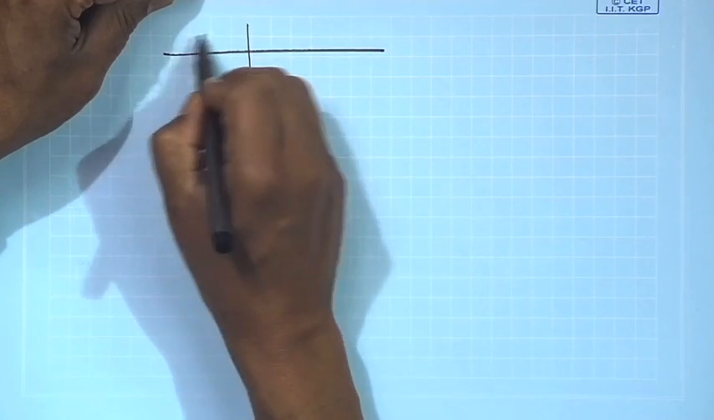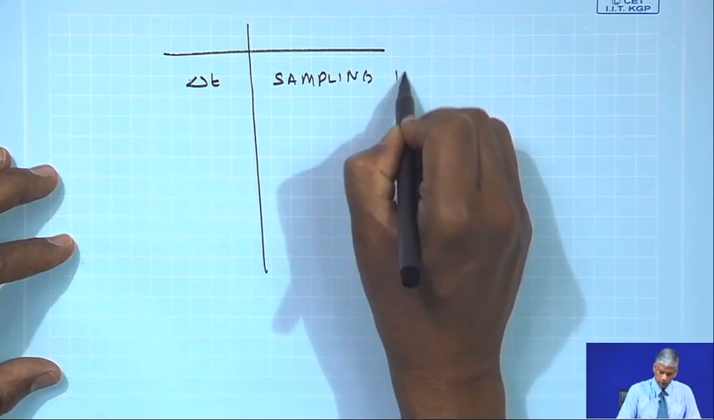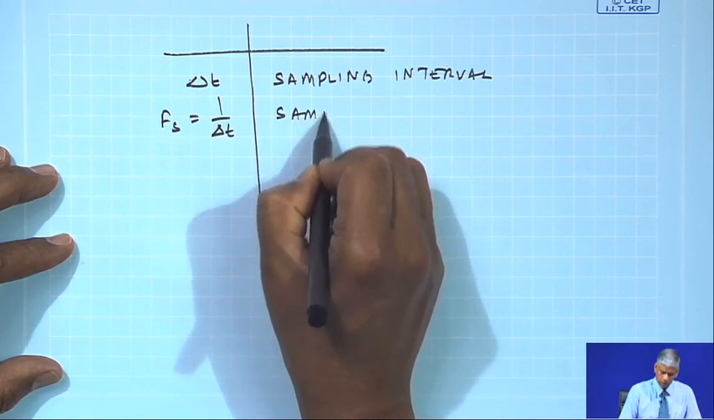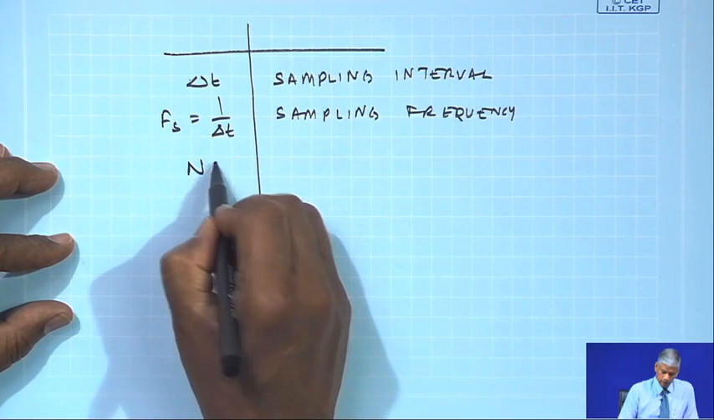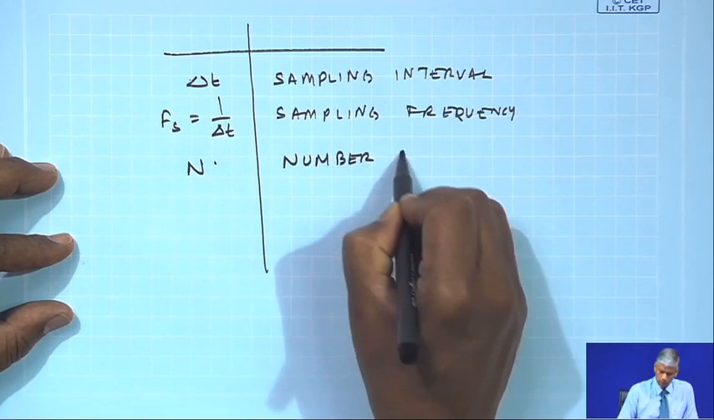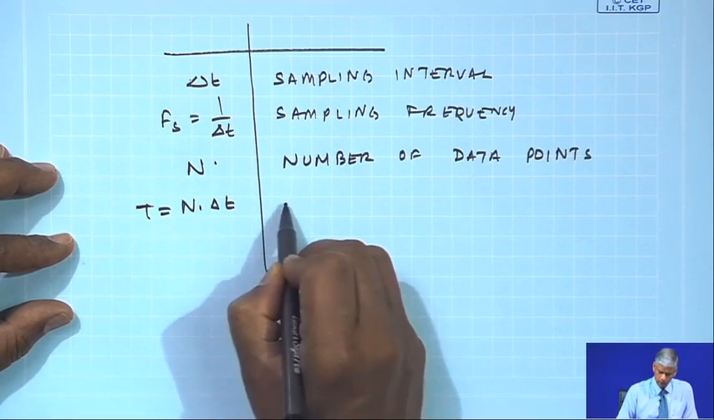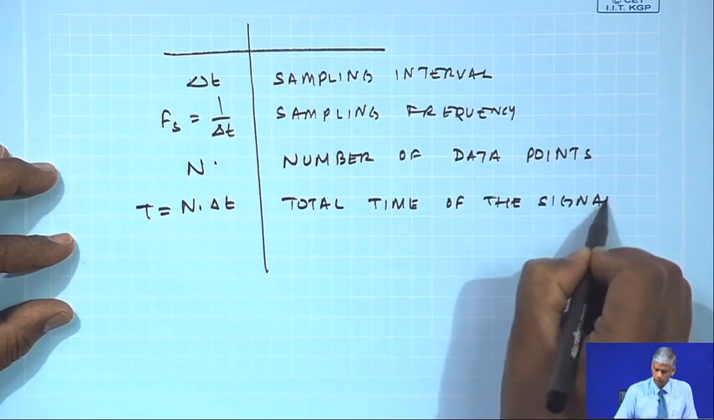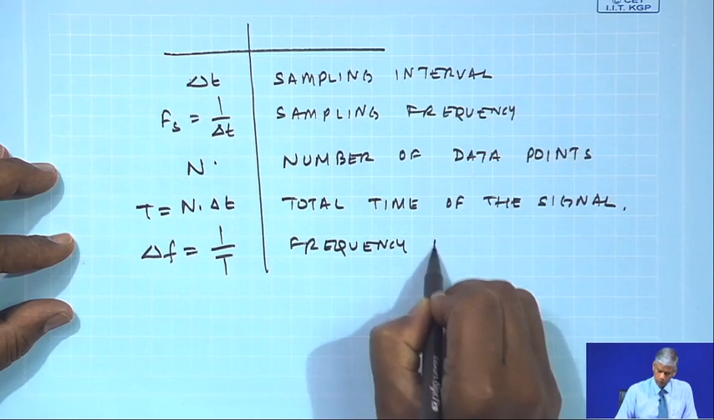would suffice to say that any signal I have, I can take the parameters. Delta t is nothing but the sampling interval, f s is 1 by delta t, known as the sampling frequency, n is the number of data points, t is equal to n times delta t, which is nothing but the total time of the signal, delta f is equal to 1 by t, is the frequency resolution.